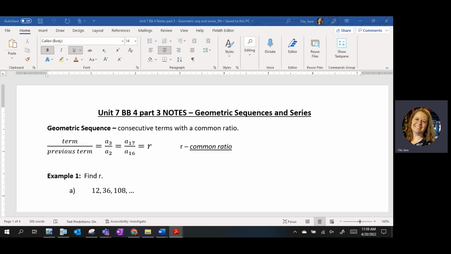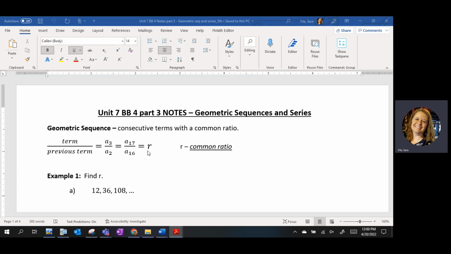In geometric sequences, there is what's called a common ratio between consecutive terms. Okay, a ratio is division. So instead of finding the difference, which was subtracting, we're going to divide consecutive terms to see if there is a common ratio. So take any term divided by the previous term. So the third term divided by the second, or it could be the 17th term divided by the 16th, or the 100th term divided by the 99th term. Okay, and if those all come out the same, that is R.